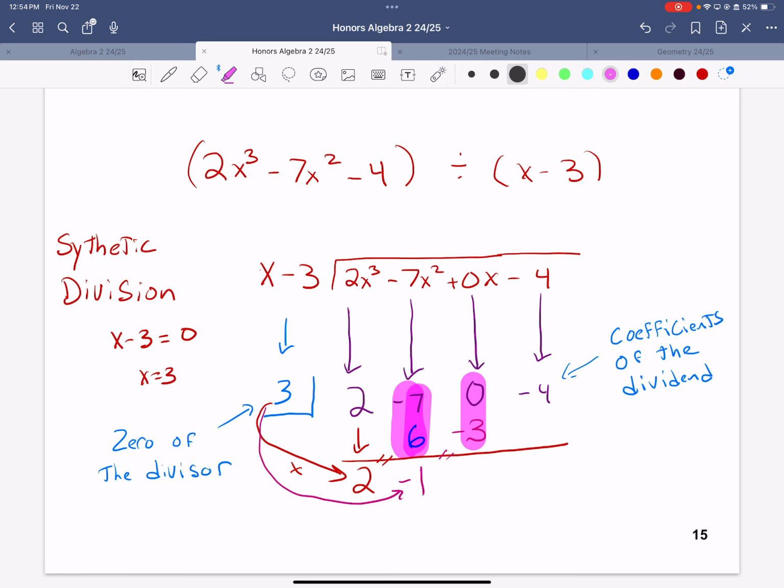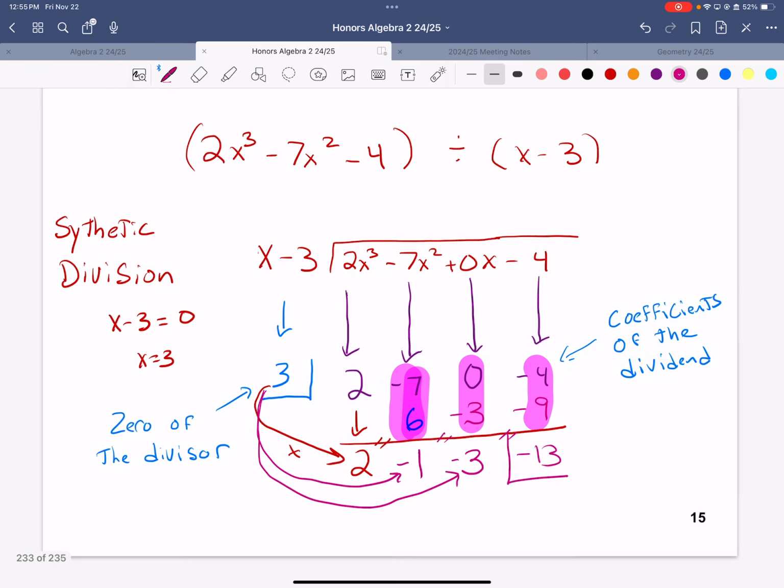You take the 2 numbers that are above the line, you add them together. 0 plus negative 3 is negative 3. You take 3 times negative 3. The result of that, negative 9, goes above your line. Add those together. You get negative 13. That negative 13 now becomes our remainder.